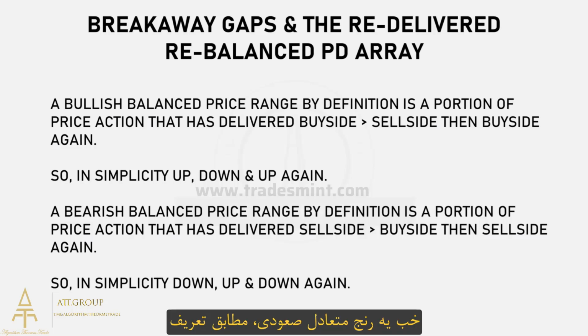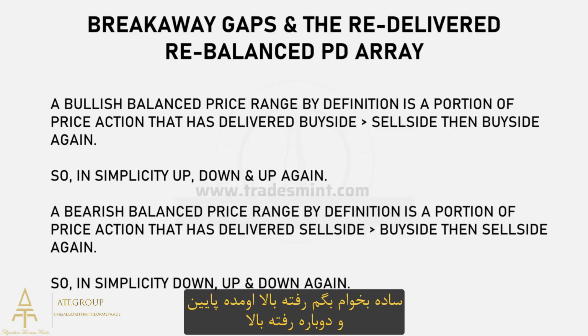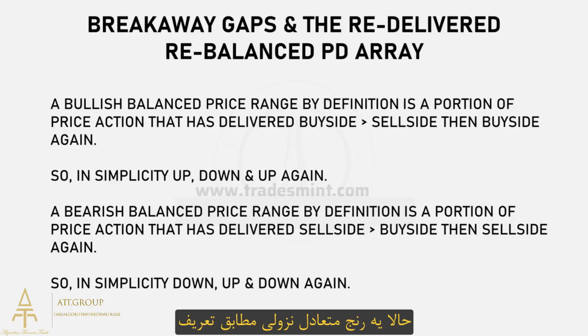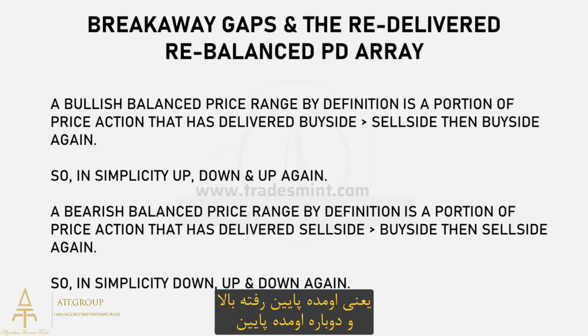gaps. So a bullish balanced price range by definition is a portion of price action that has delivered buy side, sell side, and then buy side once again. So in simplicity, up, down, and then up again. Inversely, a bearish balanced price range by definition is a portion of price action that has delivered sell side, buy side, and then sell side again. So in simplicity, down, up, and then down again.